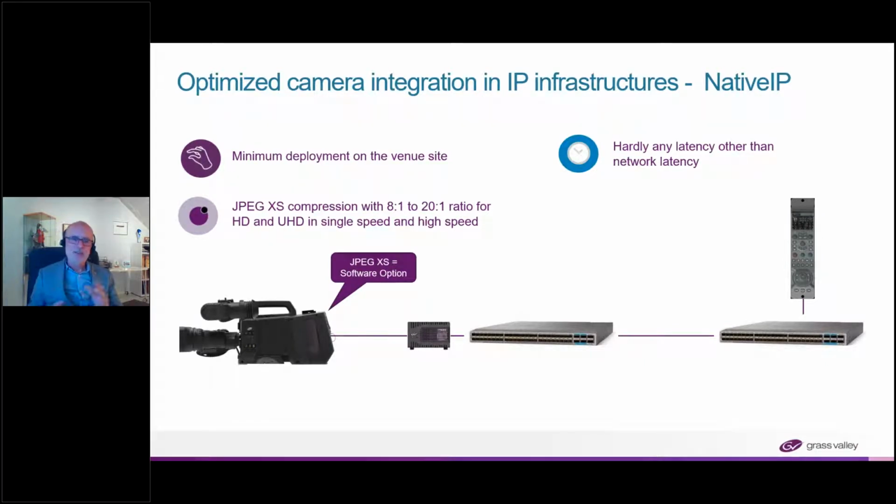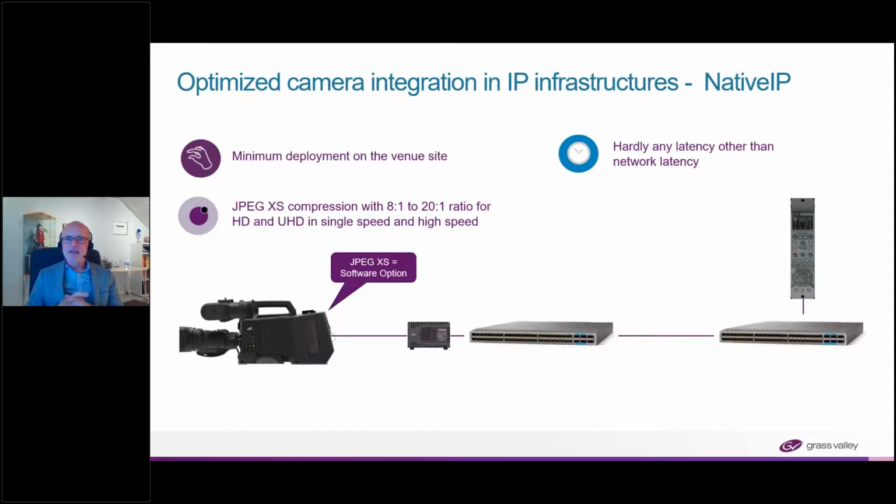And JPEG XS offers an 8:1 up to 20:1 compression ratio. And typically it's claimed that up to 10:1 compression, it's virtually lossless. So you can get basically an uncompromised optical performance with only 10% of the bandwidth. So if we were saying before it's 1.3 gig for single speed HD uncompressed, it will be a little more than 100 megabit per camera in HD with JPEG XS 10:1 compression.